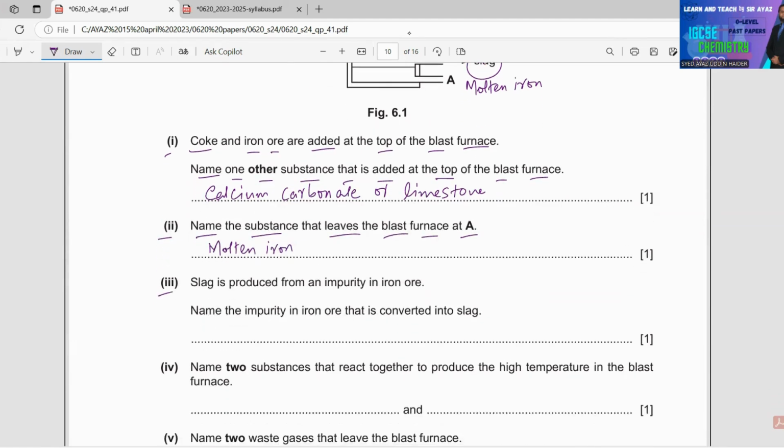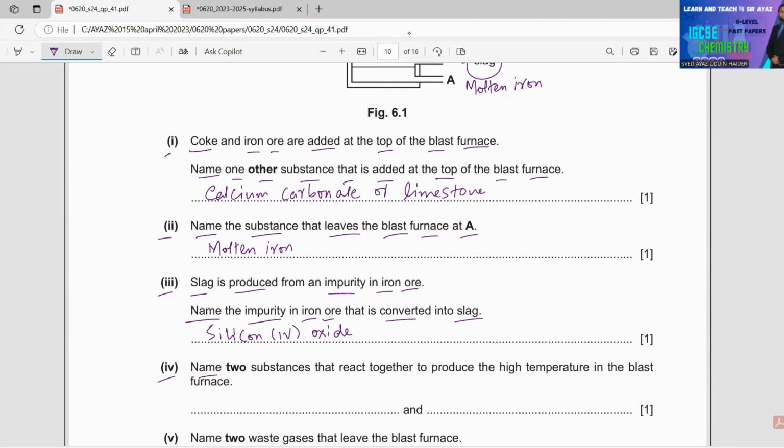Number 3. Slag is produced from an impurity in iron ore. Name the impurity in iron ore that is converted into slag. Just name the impurity which is present in iron ore which is converted into slag. And that impurity is silicon dioxide or silicon(IV) oxide.